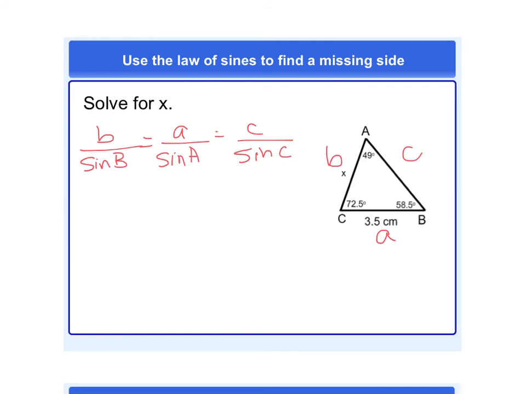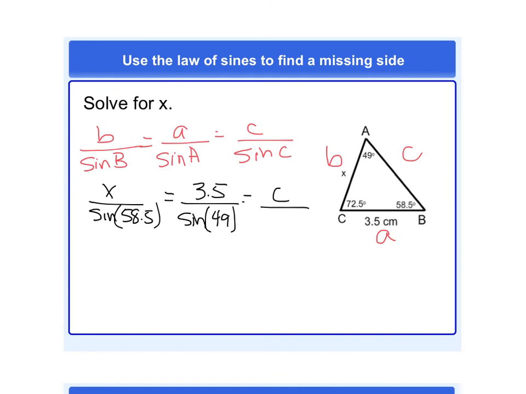Okay, now put in the values in our equation. So we have x over sine 58.5 equals 3.5 over sine 49 equals c, well we don't know c, and sine of 72.5. We don't know c and we don't have to find c either. So now we need to decide which sets are we going to use. We have to use this because we're trying to find x.